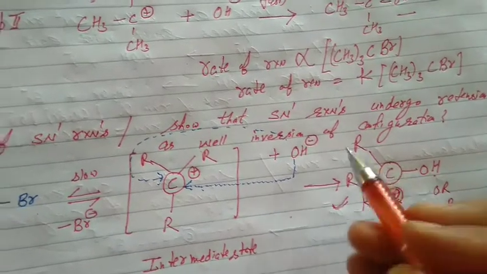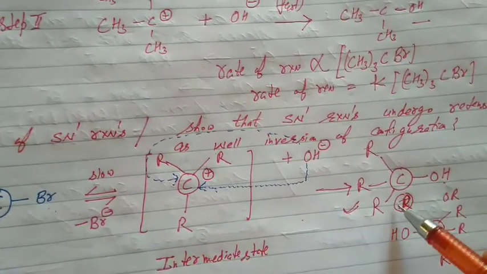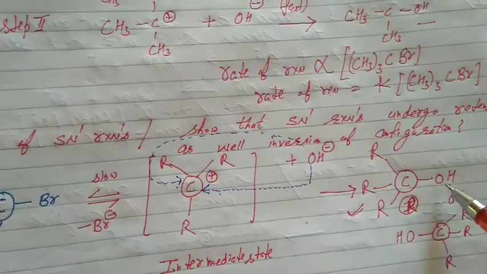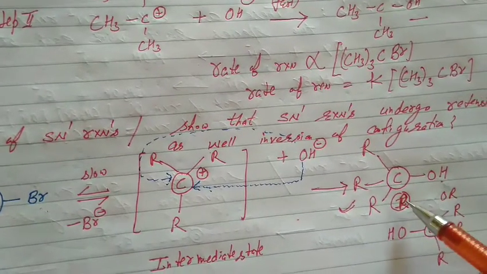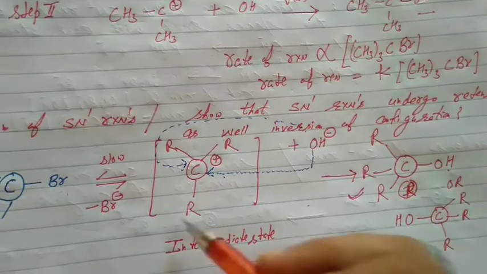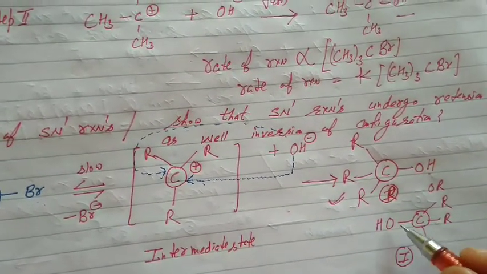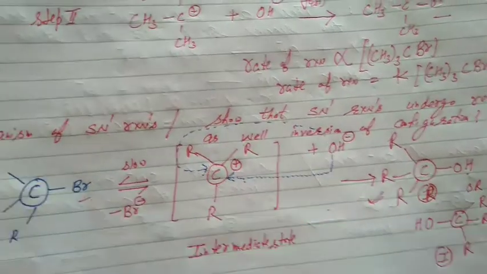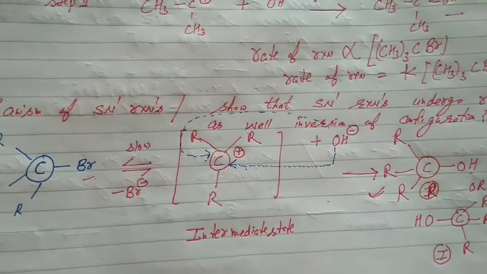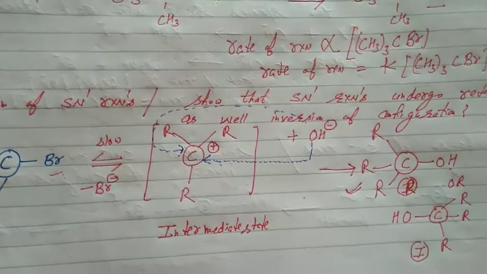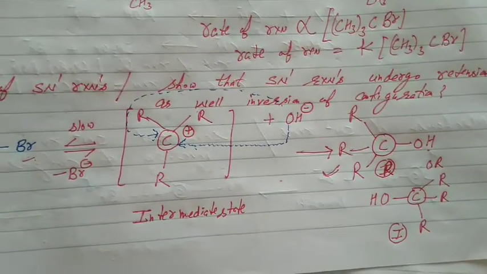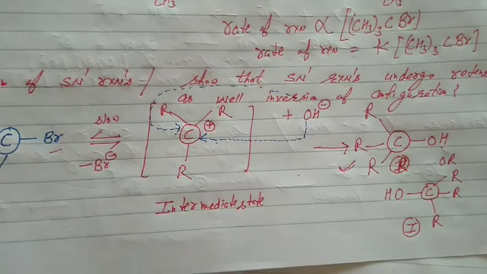The nucleophile is on the same side as the leaving group. Retention means the new group occupies the same position. Sorry for that, it is retention of configuration. And second, it is inversion of configuration. The nucleophile occupies the opposite position to that of the leaving group. That's the mechanism of SN1 reactions. Or the question may be to show that SN1 reaction undergoes retention as well as inversion of configuration. After this, last, we will study factors affecting SN1 reactions.